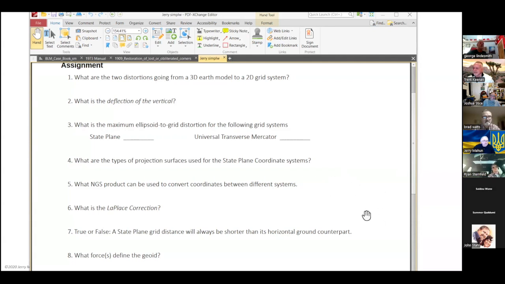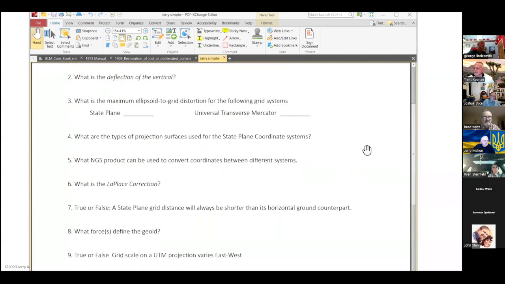1 in 2,500. There you go. What are the types of projection surfaces used for state plane coordinate systems? We've got two of them. They're also called developable surfaces. Lambert conic, transverse Mercator. Right, yeah. And you'll also see reference to an oblique Mercator. That's used like on the panhandle of Alaska because they kind of got rotated about 40 degrees because of the way the panhandle is oriented.